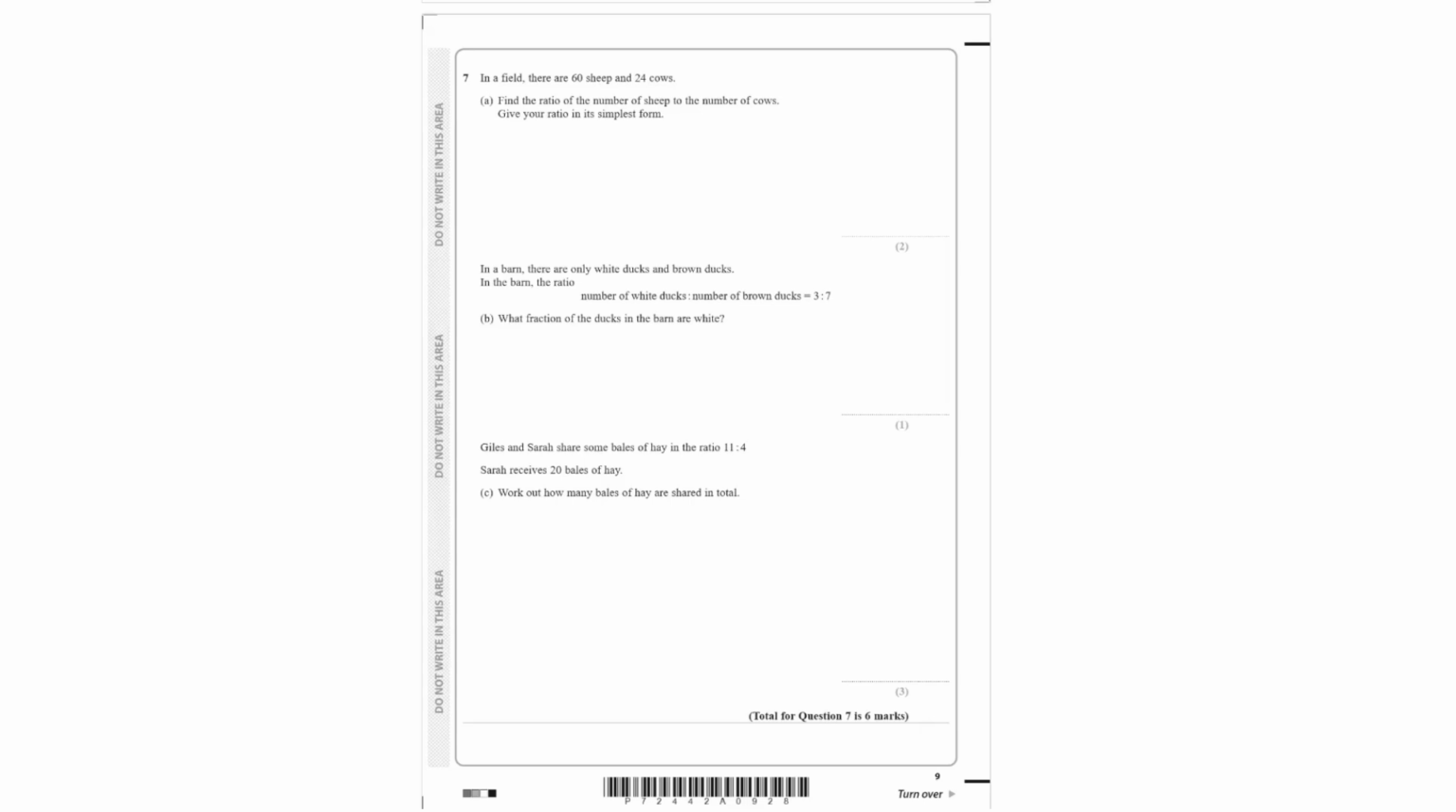In a field, there are 60 sheep and 24 cows. Find the ratio of sheep to the number of cows. Give your ratio in its simplest form. So sheep are given as 60 and cows are given as 24. Now we have to find the highest common factor in order to simplify this. I can say that 60 and 24 are both divisible by 12. So I can simply write here 60 divided by 12 is 5, and 24 divided by 12 is 2. And since we can't simplify that any further, that's our final answer.